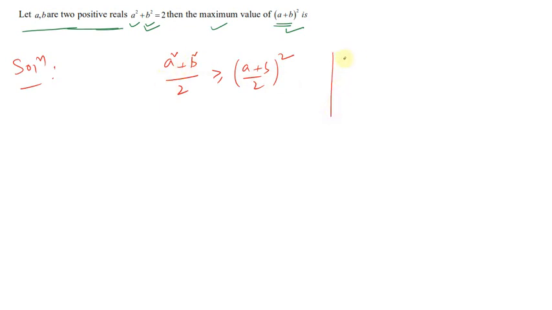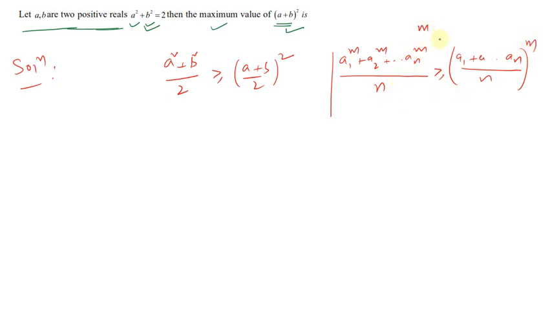So you are using this property, weighted arithmetic mean a1 power m plus a2 power m plus and so on an power m whole by n is greater than or equals to a1 plus a2 plus and so on an by n whole power m, for m is greater than 1. You can use this weighted arithmetic mean formula. I think you can get easily now. A square plus b square by 2. A square plus b square value is already given 2. So this will be 1 is greater than or equals to a plus b by 2 whole square.